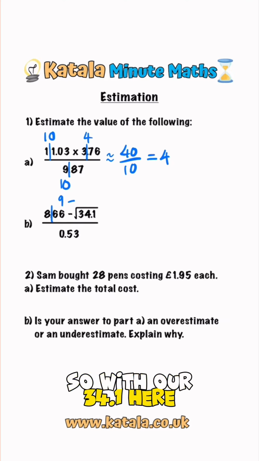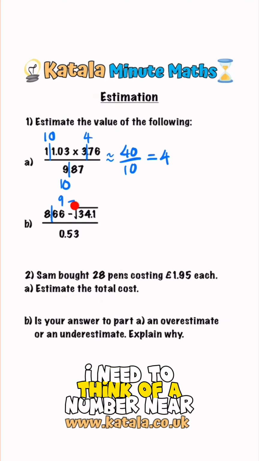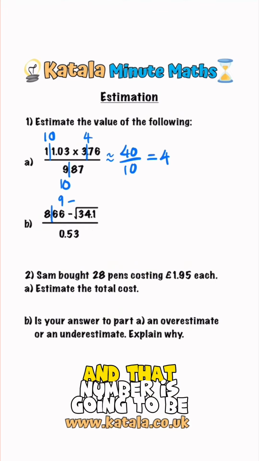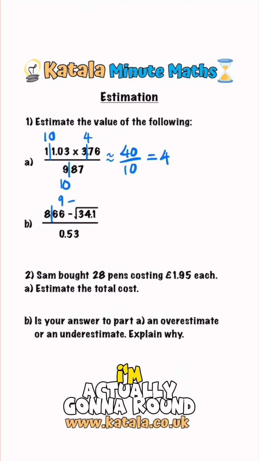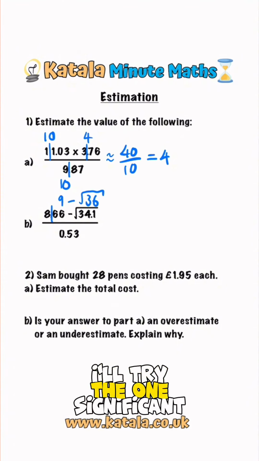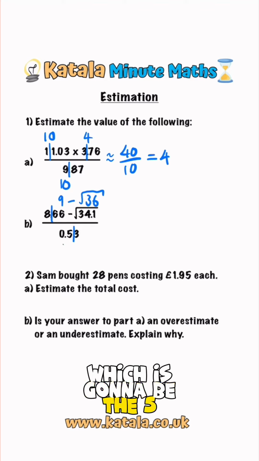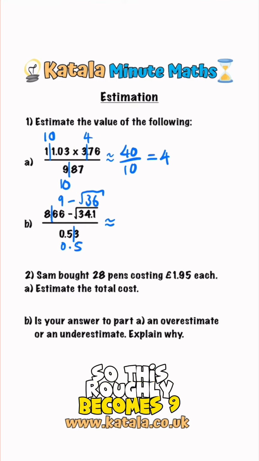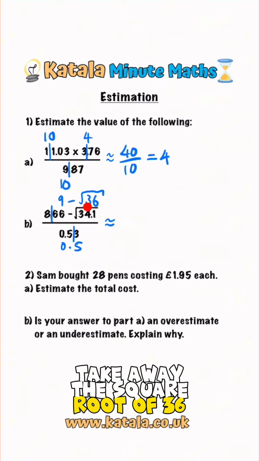So with our 34.1 here, I need to think of a number near 34.1 which I can actually take the square root of. And that number is going to be 36. So I'm actually going to round that to 36. And on bottom, I'll try the one significant figure here, which is going to be the 5, and we get 0.5 on the bottom. That's absolutely fine. So this roughly becomes 9 take away the square root of 36 on top.